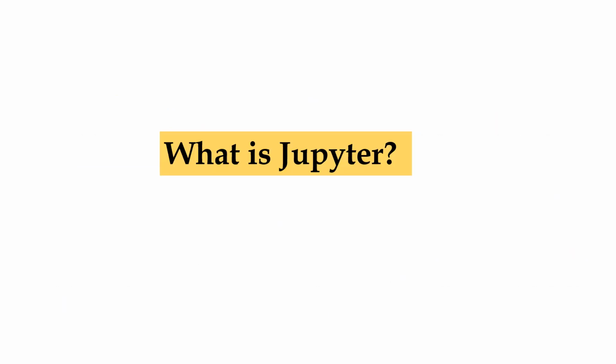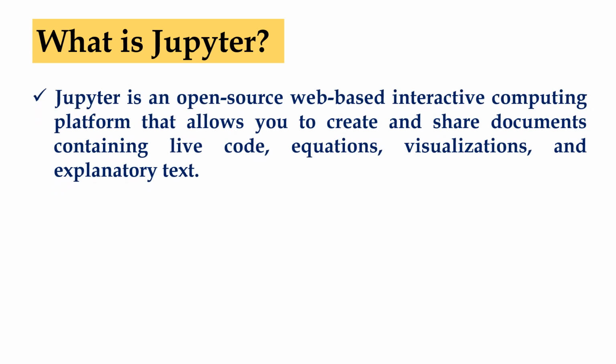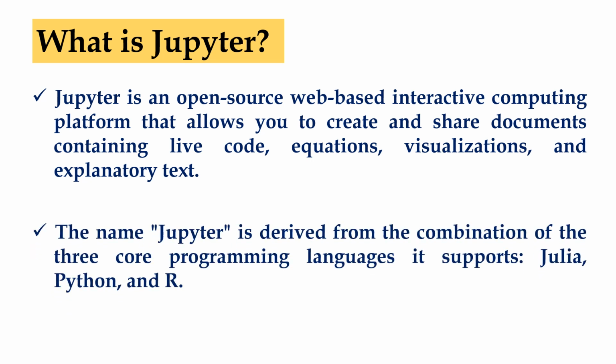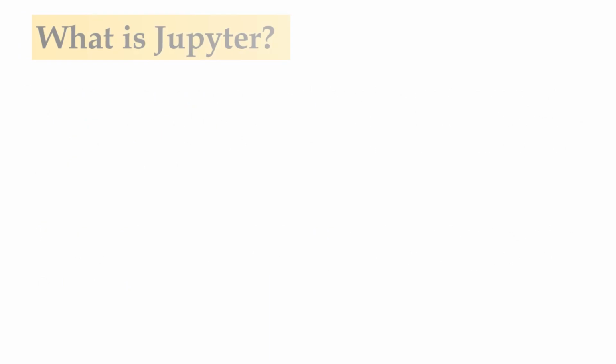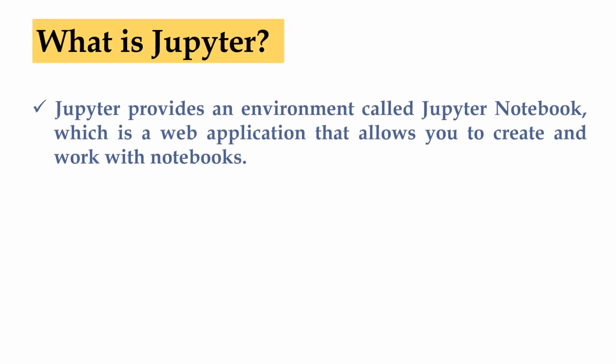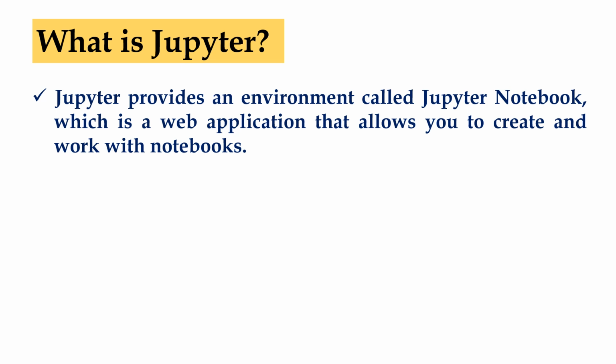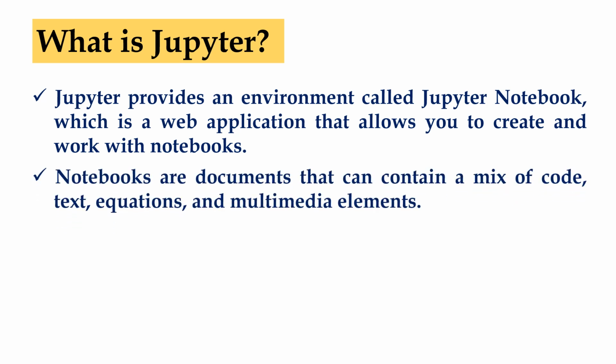Jupyter is an open-source web-based interactive computing platform that allows you to create and share documents containing live code, equations, visualizations, and explanatory text. The name Jupyter is derived from the combination of the three core programming languages it supports: Julia, Python, and R. Jupyter provides an environment called Jupyter Notebook, which is a web application that allows you to create and work with notebooks. Notebooks are documents that can contain a mix of code, text, equations, and multimedia elements. The code in a Jupyter Notebook is divided into cells, where each cell can be executed independently.